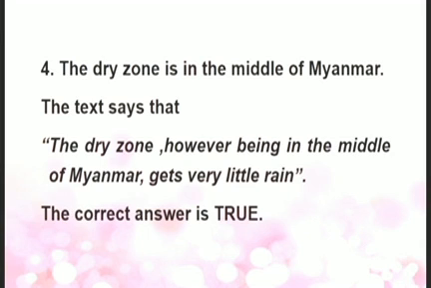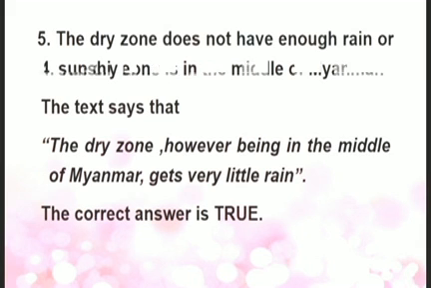In the fourth question, the given statement is, the dry zone is in the middle of Myanmar. The text says that the dry zone, however, being in the middle of Myanmar, gets very little rain. Although the two sentences are different in terms of their structures, the idea is the same. So, the given statement is true.